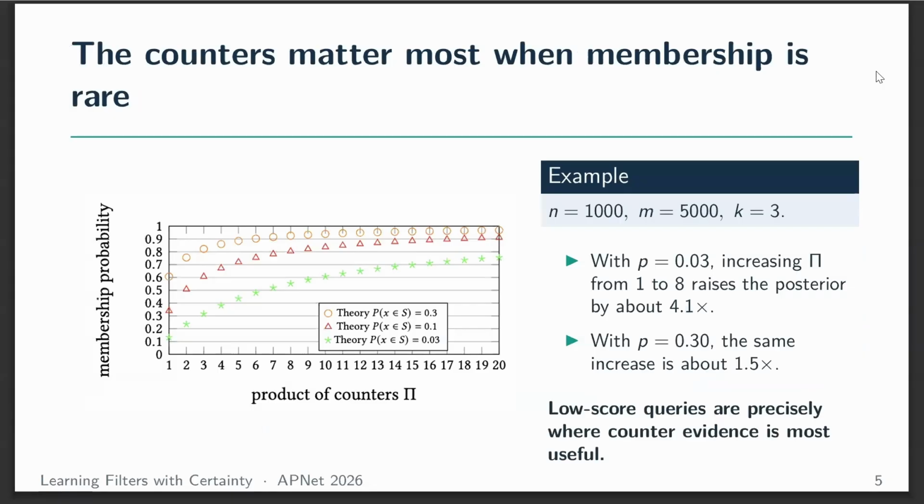We see here in this slide different curves which represent different elements with different a priori probability, and we see the impact of the counter value, which is the x-axis here, on the probability that the indication would be correct after looking at the counting Bloom filter. And we see, for instance, looking at the green curve here, which represents an element with very low a priori probability, that there is a real distinction based on the values of the counters. For instance, we see that the membership probability after looking at the counting Bloom filter can be much higher when we see that the product of the counters is actually higher.